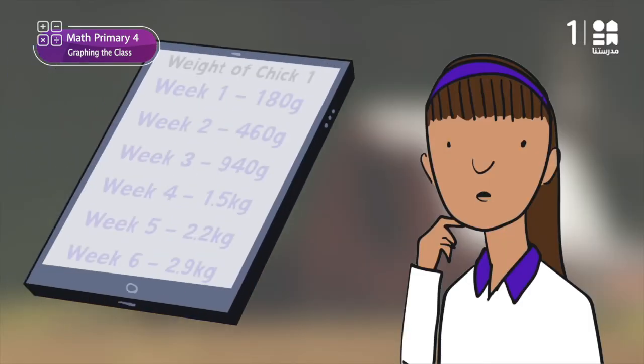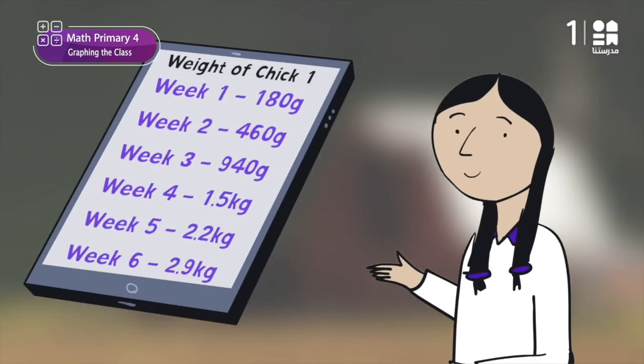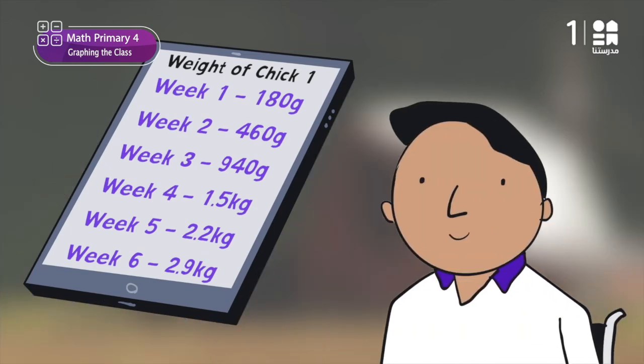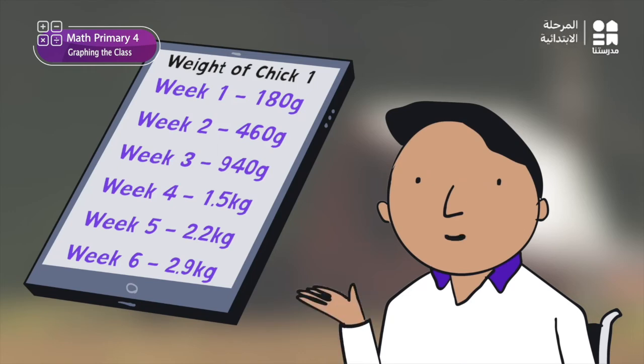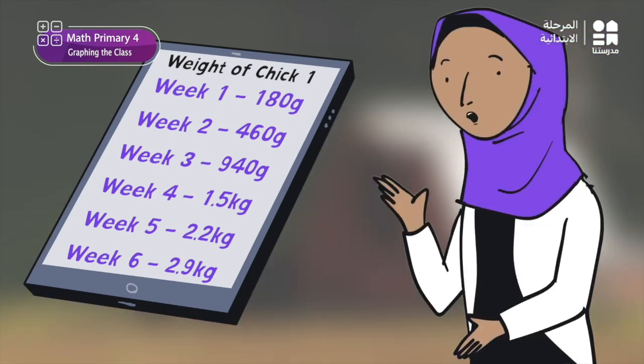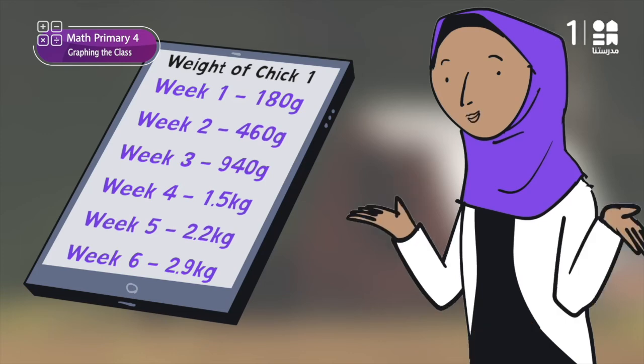We must be careful plotting the next 3 weeks. The weights are in grams for weeks 1 to 3 and kilograms for weeks 4 to 6. It might be easier to convert all the weights to grams. Using a pencil, paper, and ruler, can you draw the line graph using all the data on your tablet? What will the chart look like? What scale will you use?